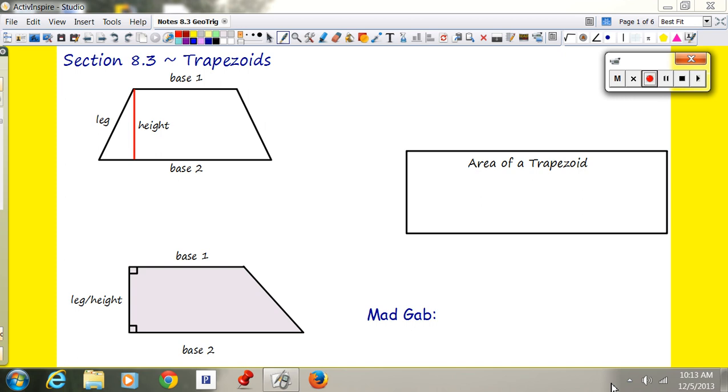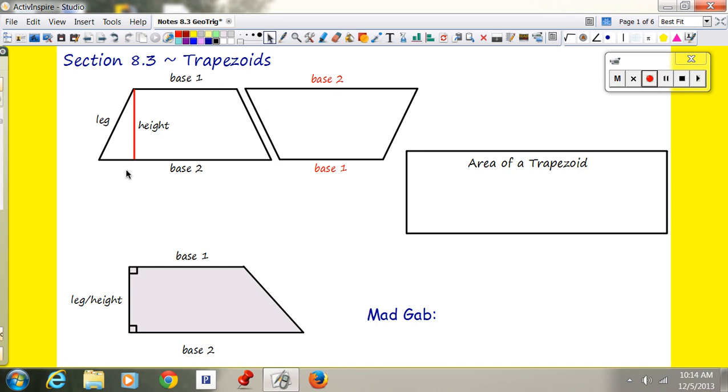On your paper, I want you to sketch something for me. We're going to take this exact trapezoid right here. We're going to draw an identical trapezoid. We're going to flip it over and flip it over, and it's going to look like that. This trapezoid right here is the same as this one. I flipped it over, and then I flipped it over again, and it became this trapezoid. And then I'm going to put it right next to it. So draw it like that.